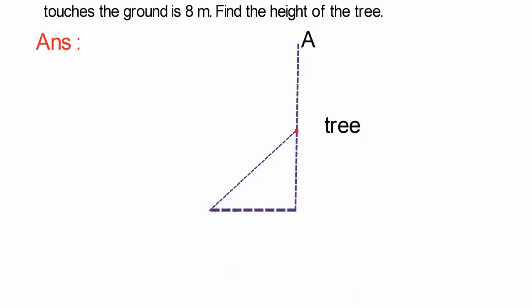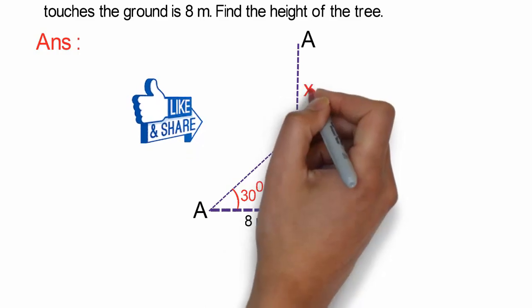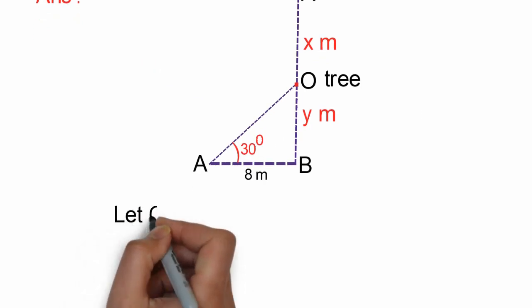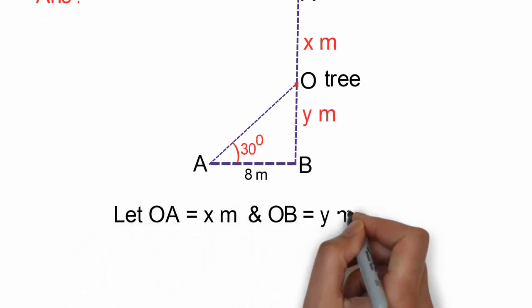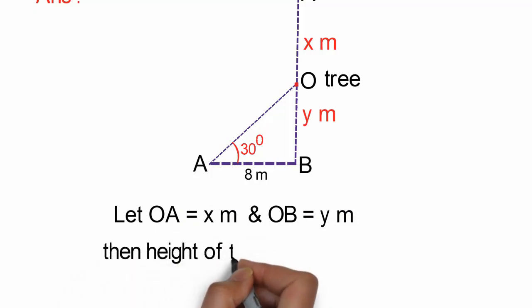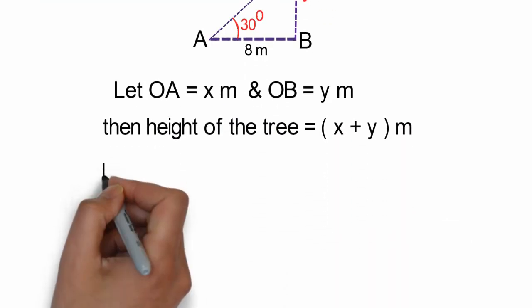Let the height of the tree be marked as AB. AB is the height of the tree. From the point O it has been bent and OA, the top portion, came down. The angle is 30 degrees. This we can say is the angle of elevation. Let OA equal X meters and OB equal Y meters. Then the height of the tree is equal to X plus Y meters. So we have to find the values of X and Y.